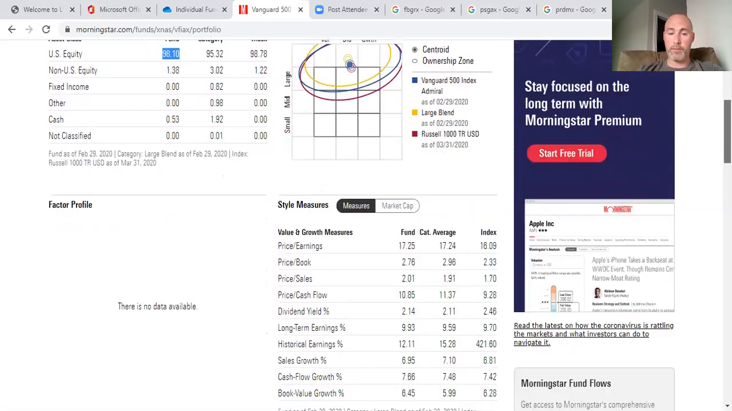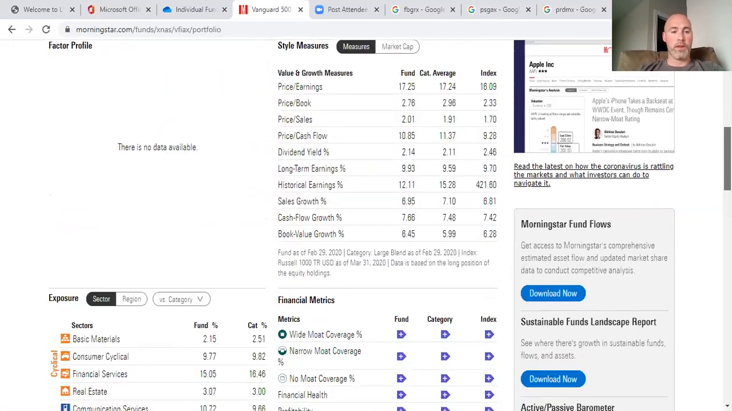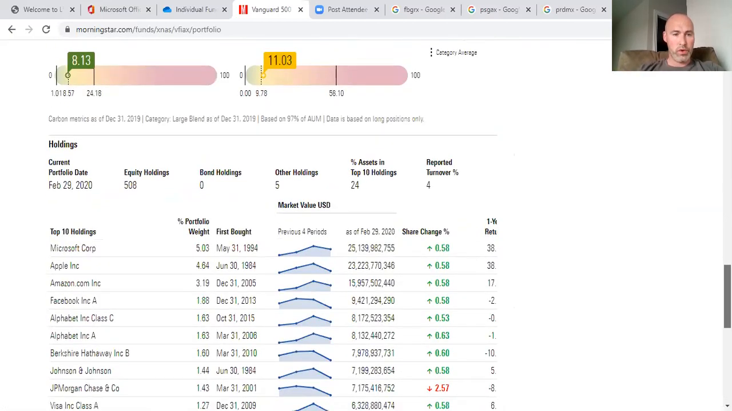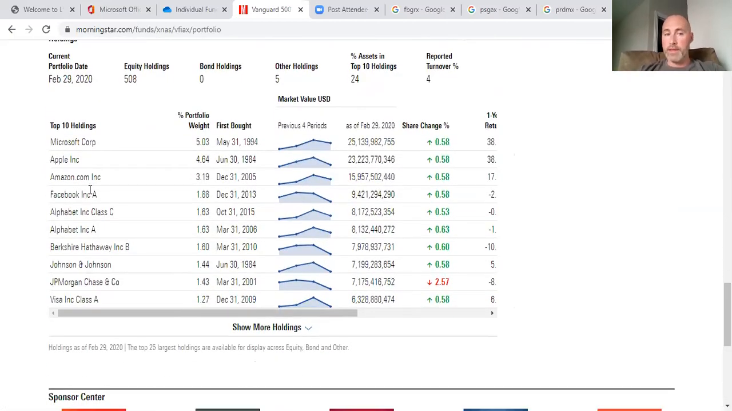Now we can learn a little bit more by scrolling down. If I scroll down a little bit to down here, remember yesterday on the assignment, right here where it says top 10 holdings, I said, hey, take a look at some of these companies and what's going on. Here are the top 10 holdings.